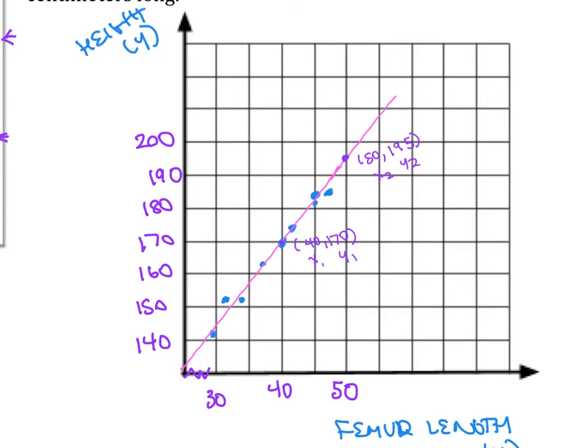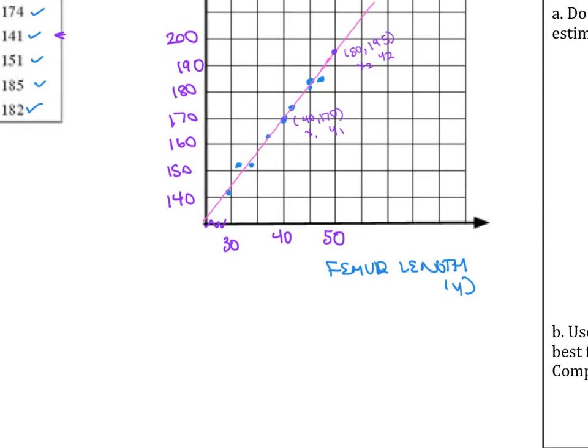And so now let's find slope. So slope is going to be the y2, so 195 minus the y1 of 170 over 50 minus 40. So this ends up being 25 over 10, or that's going to be 5 over 2, or that's approximately 2.5. So slope is approximately 2.5.